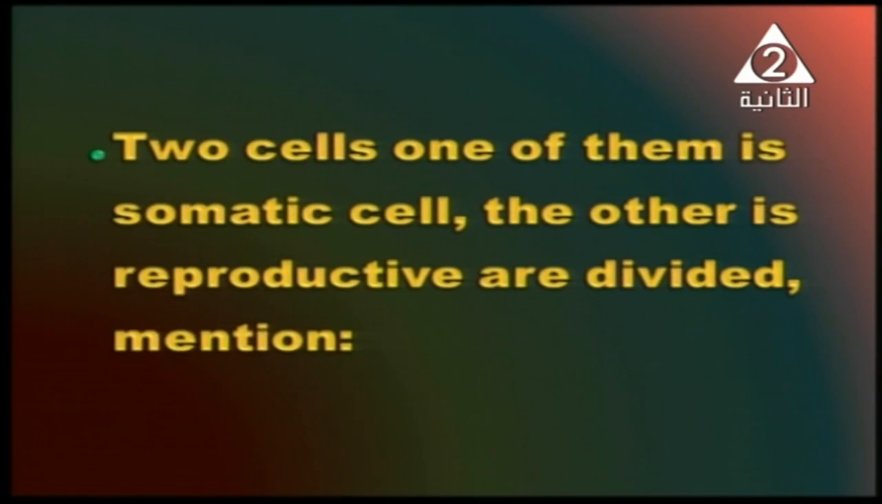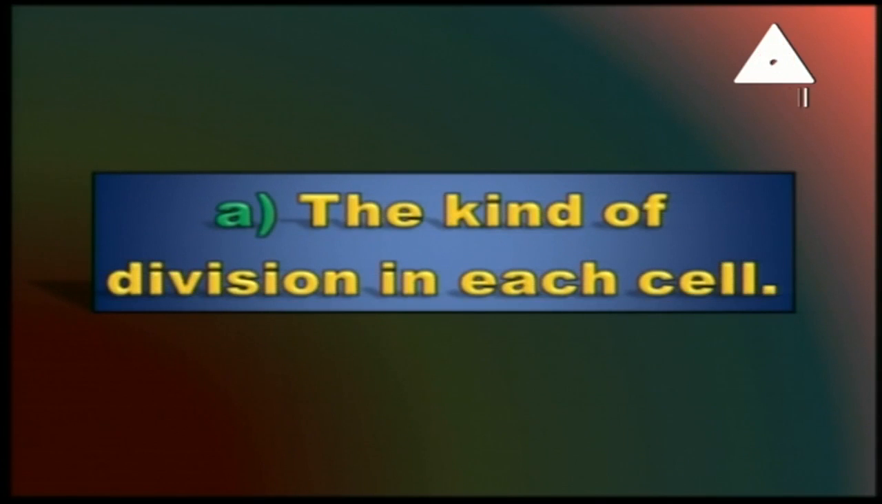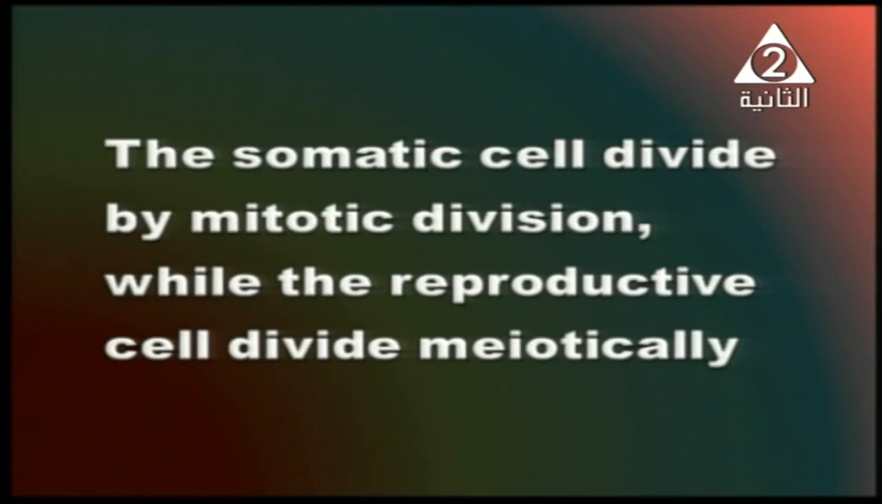Another problem: two cells, one of them is a somatic cell and the other is a reproductive one, are divided. So we have two types of cell. The first cell is somatic and the other one is reproductive. Mention the kind of division in each cell. The somatic cell will divide by mitotic cell division, while the reproductive cell will divide meiotically.